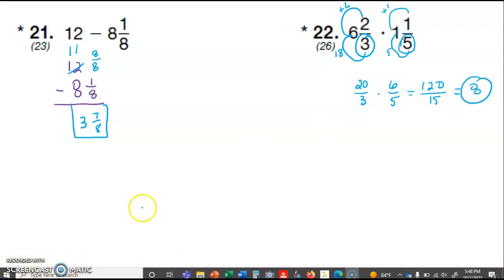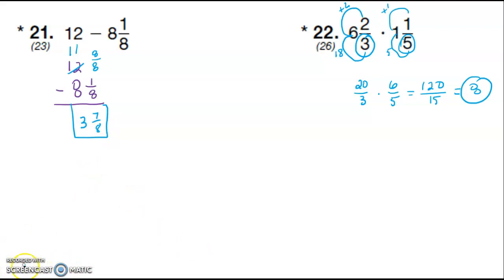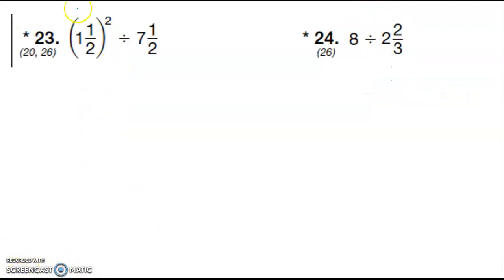Okay, let's see if it'll let me go to the next one. There we go. Okay, so this does not scare us. We're going to popcorn first. So 2 times 1 is 2, plus 1 is 3. So we have 3 over 2 squared, which is 3 over 2 times 3 over 2. 3 times 3 is 9 over 4.